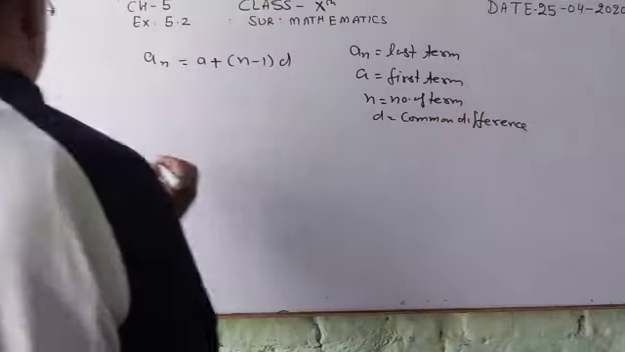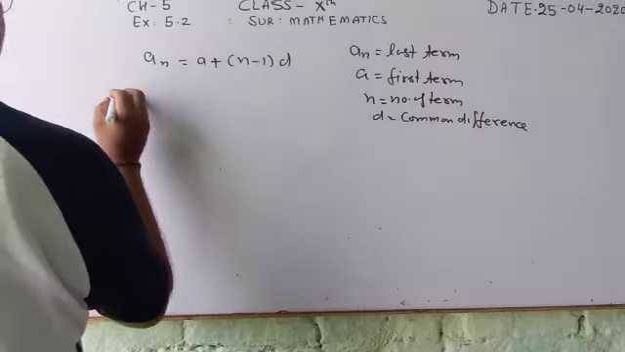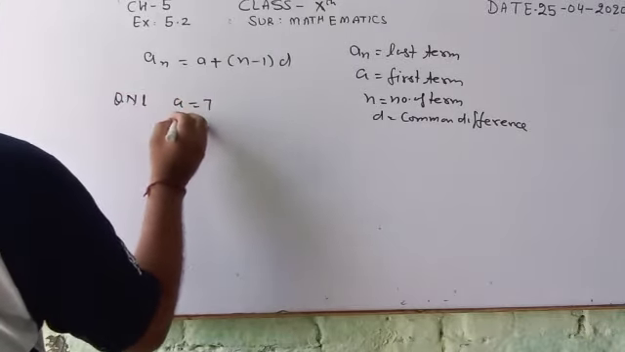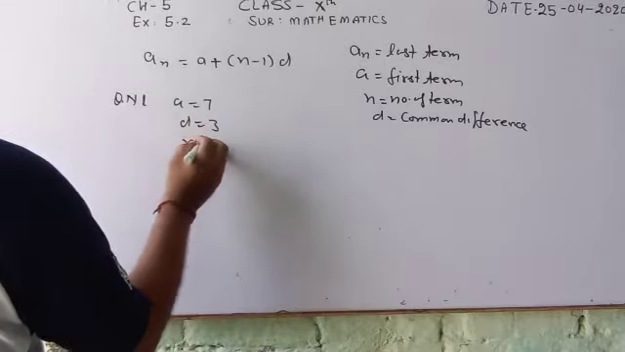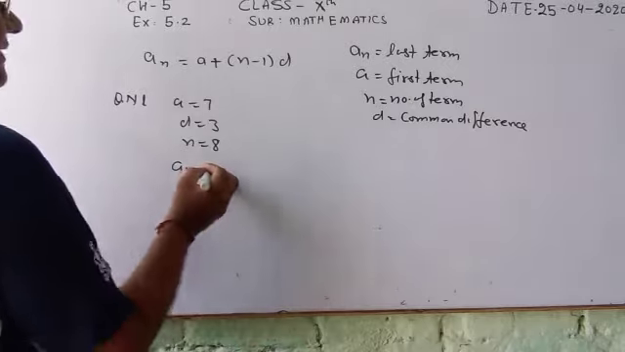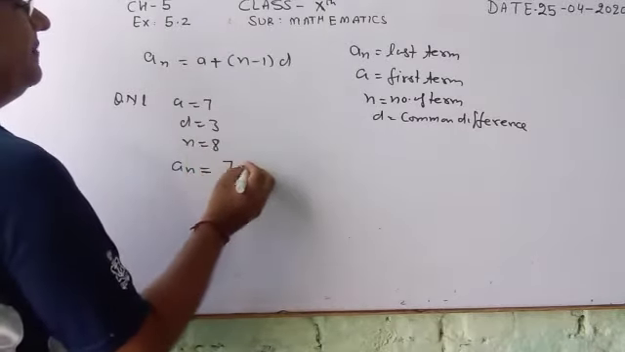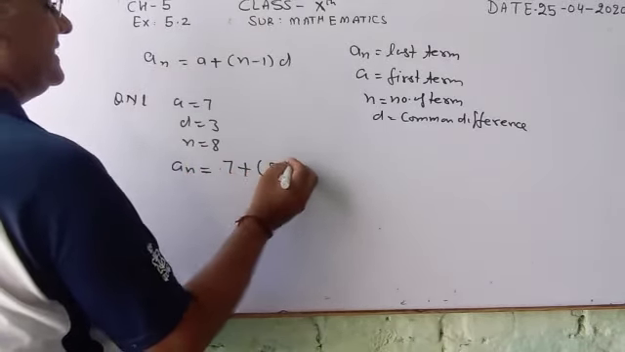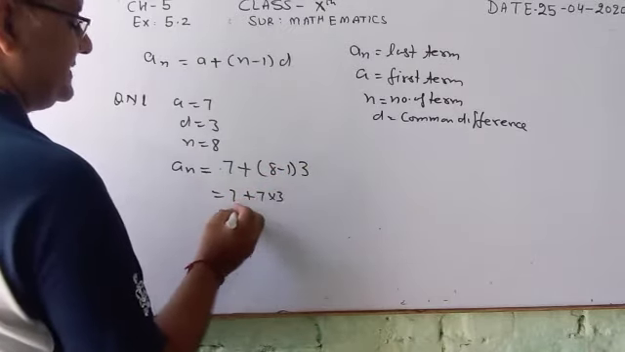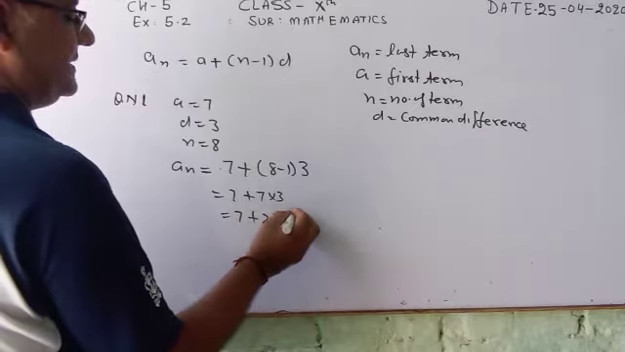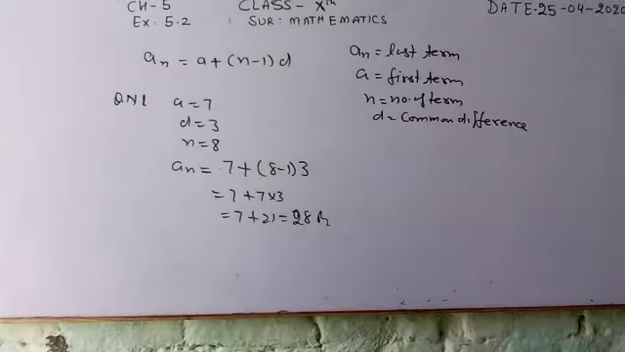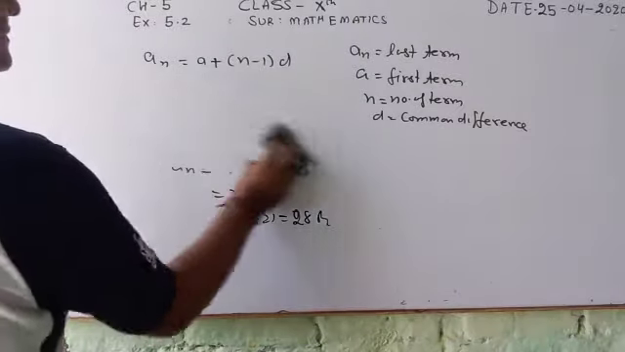So students, we are taking question number 1. a equal to 7, d equal to 3, n equal to 8. Find a_n. Putting these values in the formula: 7 plus (8 minus 1) into 3, that is 7 plus 7 into 3, 7 plus 21, we get a_n equal to 28. We get the answer.